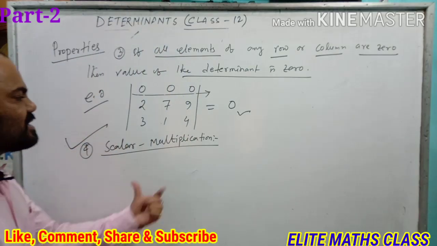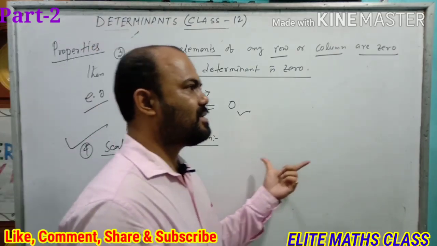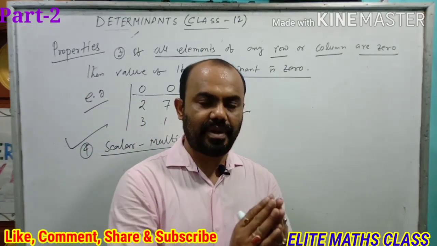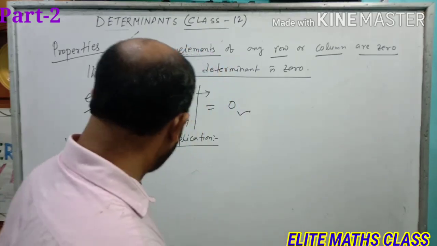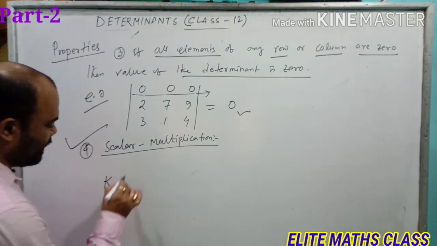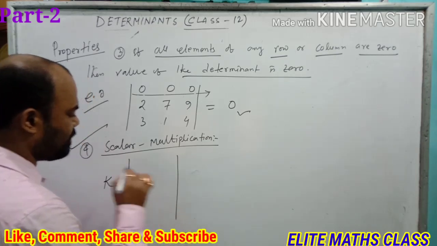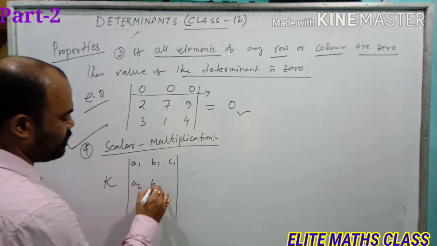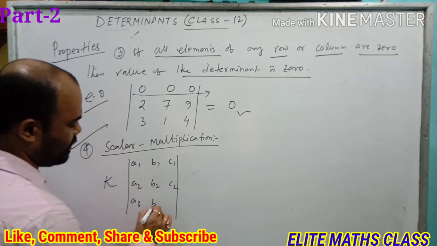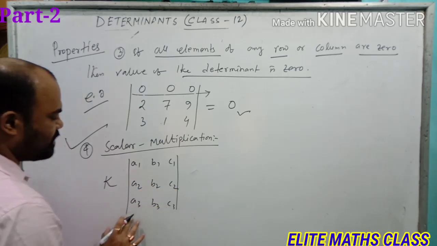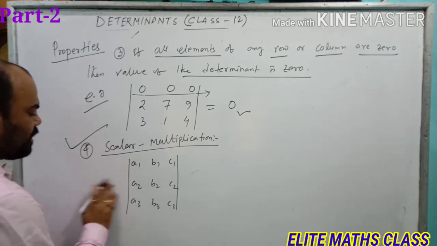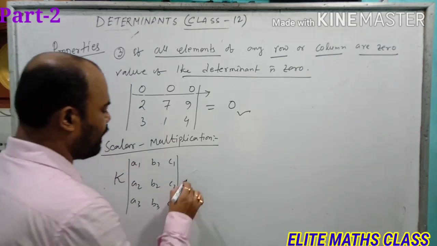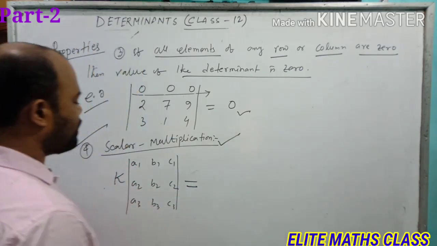Now the next property is scalar multiplication of a determinant. What is scalar multiplication? That is what happens when we multiply a determinant by any scalar quantity. Here also see an example. Let us take k, any scalar. It is multiplying the determinant. Say it is A1, B1, C1, A2, B2, C2, A3, B3, C3. This is a 3 by 3 determinant, and this determinant is multiplied by the scalar k. This is another important property.